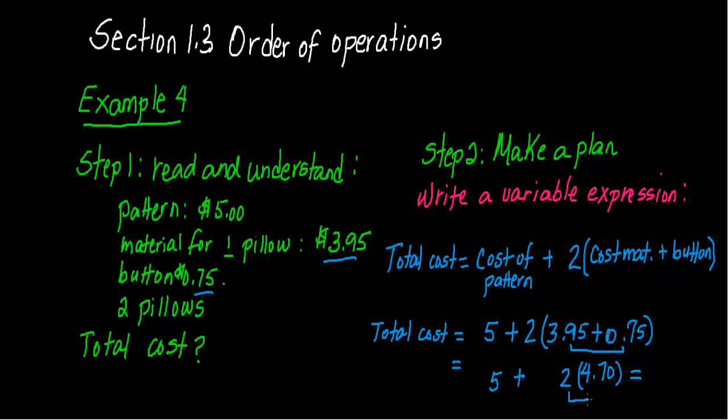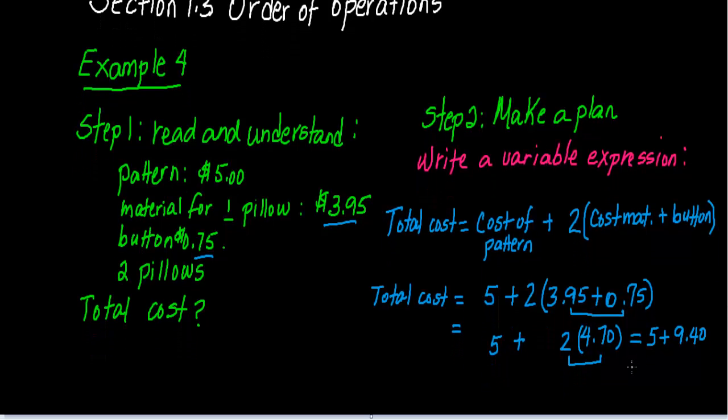And now we multiply 2 times 4.70 and you will end up with 5 plus 2 times 4.70, which is 9.40. And what is the total cost? The total cost will be $14.40. And there you have it, example 4. If you need to, go back and listen again. Now I am going to show you a problem from your book and we will discuss it.